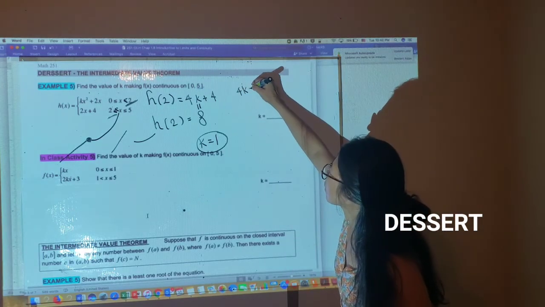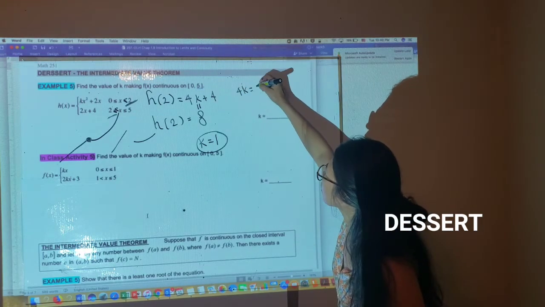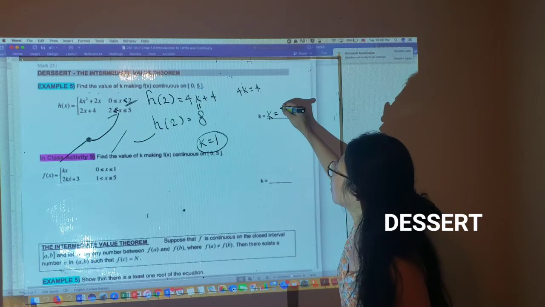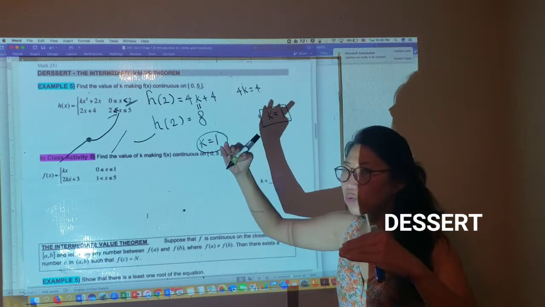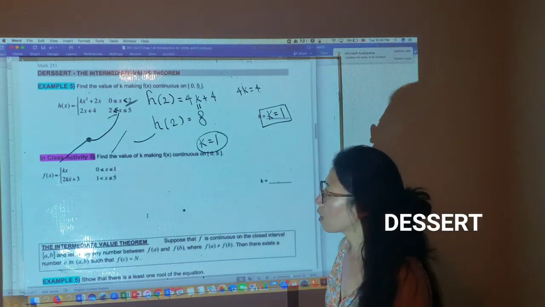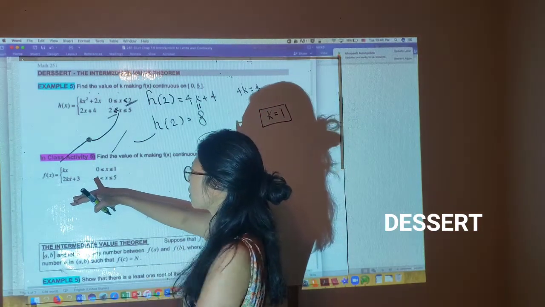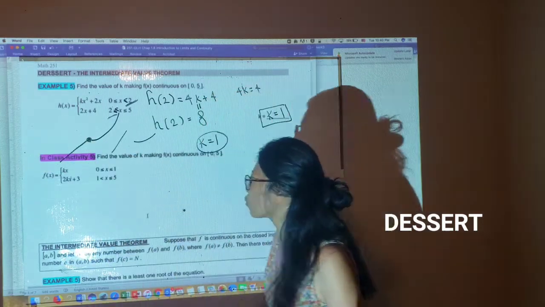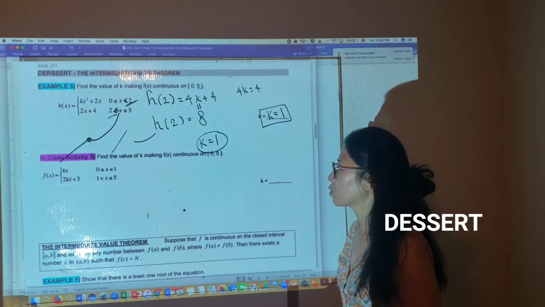So k is equal to 1 here. I went really fast, right? That is moving 4 to the other side, that gives 4, so k is equal to 1. So if k is 1, my two graphs are going to be connected and it will make a continuous function. Now, if you look at those in-class activities, I want you to pause the video and try to see if you can get the answer quickly.